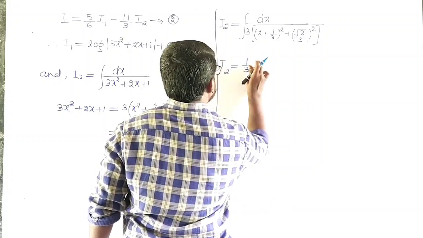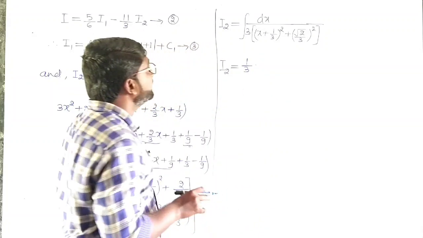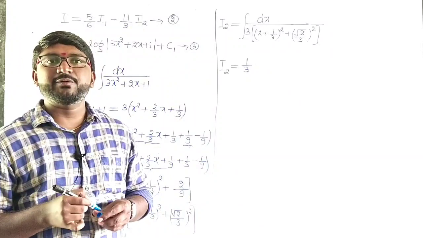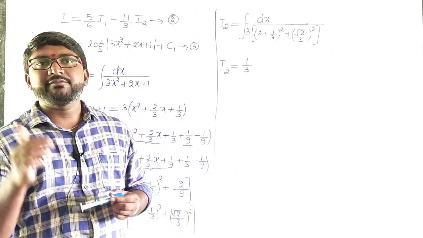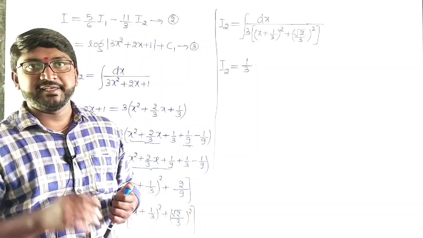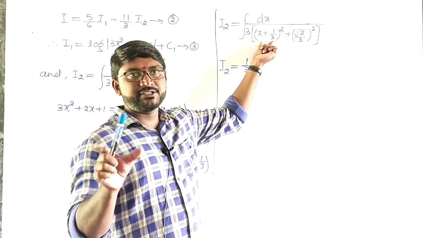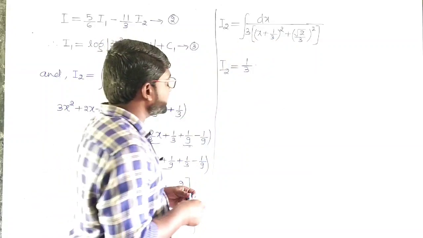Now this is in the form of 1 by x square plus a square. What is dx by x square plus a square? It is 1 by a tan inverse x by a plus c. So here x is going to be x plus 1 by 3. This you should keep in mind. So let us apply the standard formula.